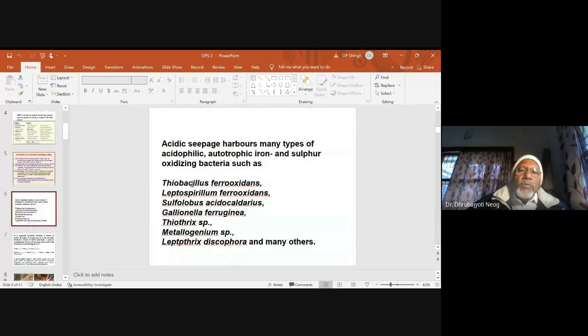So there are several species of bacteria like Thiobacillus ferrooxidans, Leptospirillum ferrooxidans, Sulfolobus acidocaldarius, Gallionella ferruginea. All these are the bacteria species which are found in acid mine drainage or nearby, and they catalyze the oxidation reaction of pyrite.